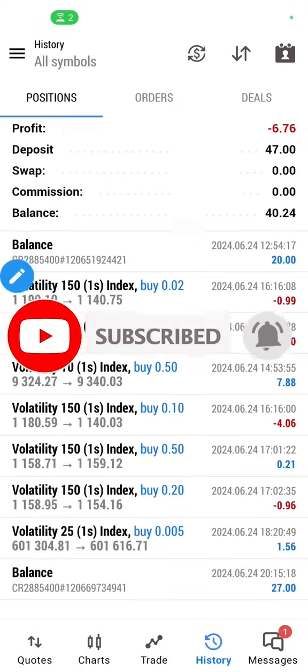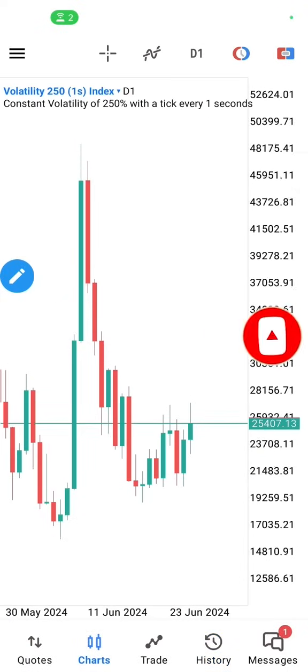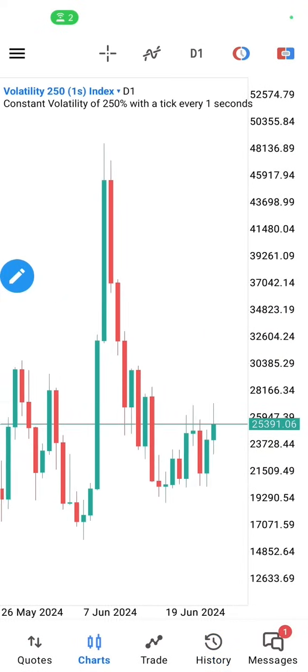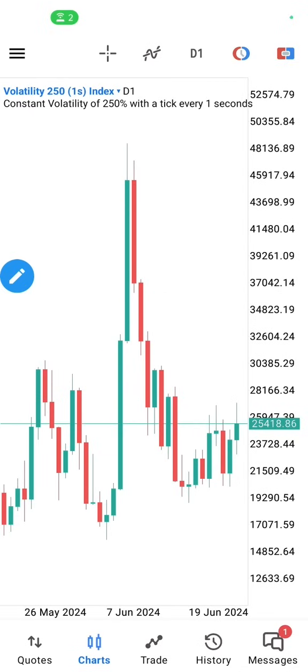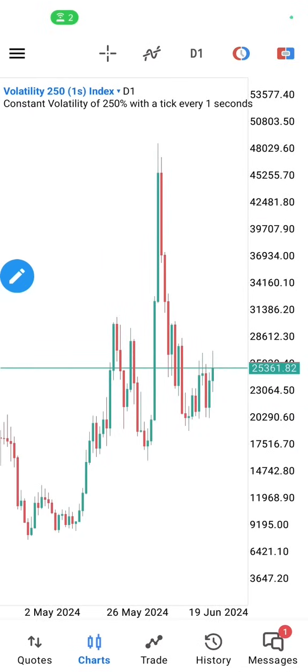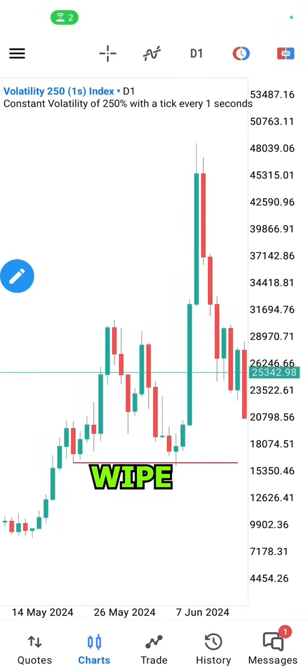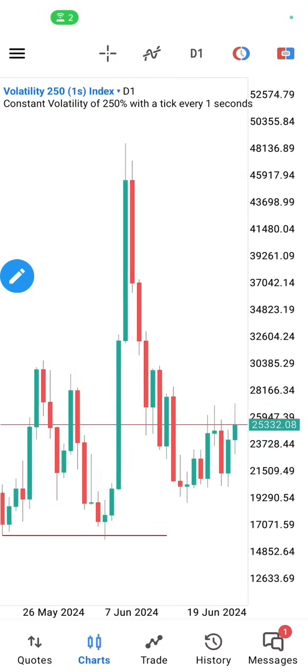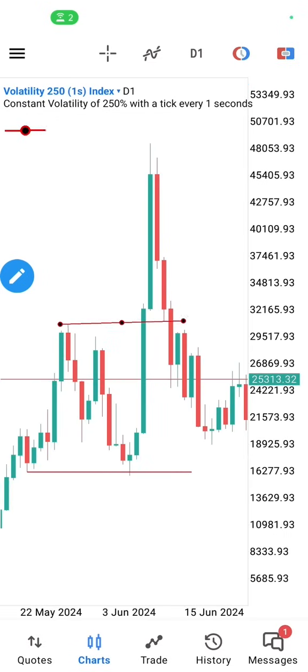So to kickstart our analysis, we start off on the daily time frame, and on the daily chart what we can see is the candles here are a little bit choppy, but I'm certain I'm able to read the price here. So the first sign that we see is price made a wipe below that low, and it launched up to break structure above that high.